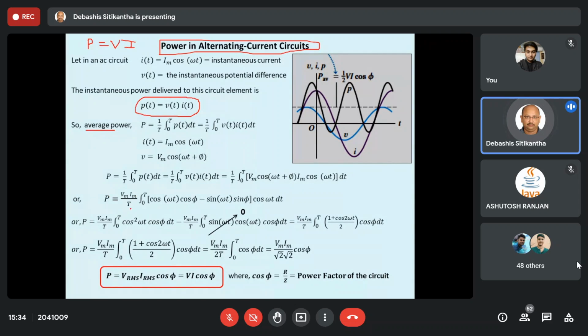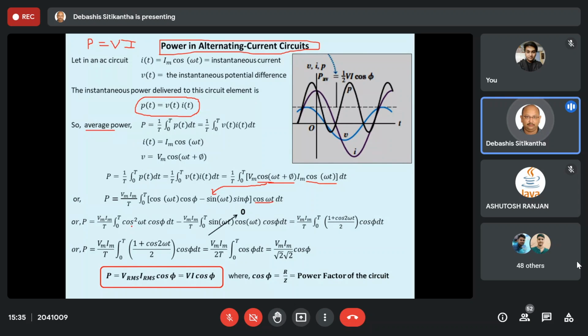So Vm Im by T, integration from 0 to T, of cos omega t times (cos omega t cos phi minus sin omega t sin phi). This is because I have expanded the cos term, cos(a plus b), which is nothing but cos a cos b minus sin a sin b. Exactly that is applied over here. And as usual, the cos omega t term remains over here, dt. Now I have to do the integration, but before that, let us simplify this equation. Let us bring this cos omega t into the bracket.